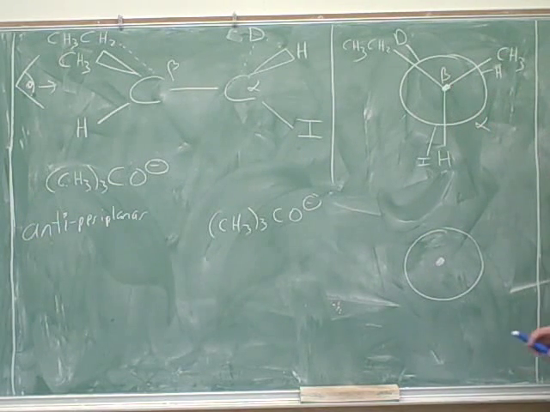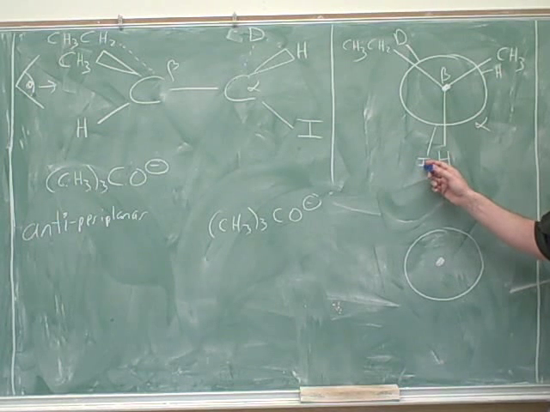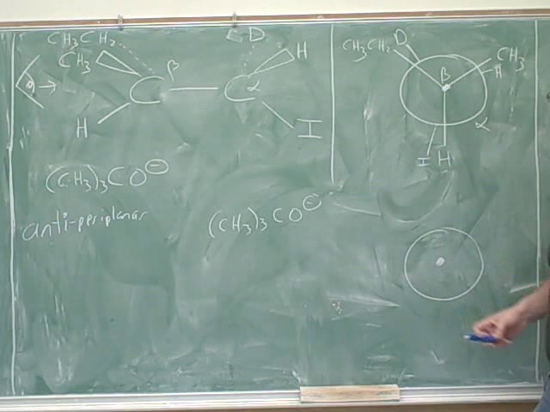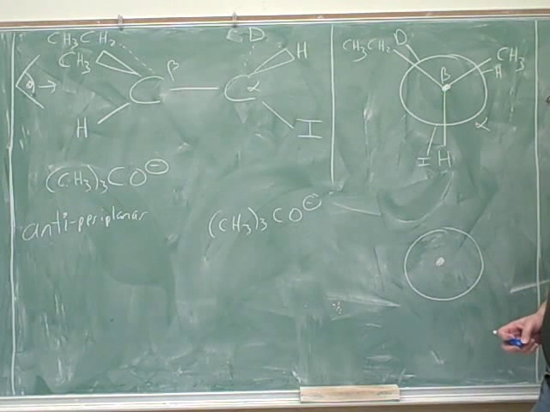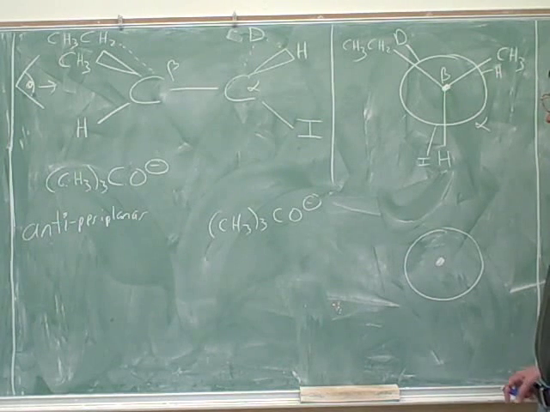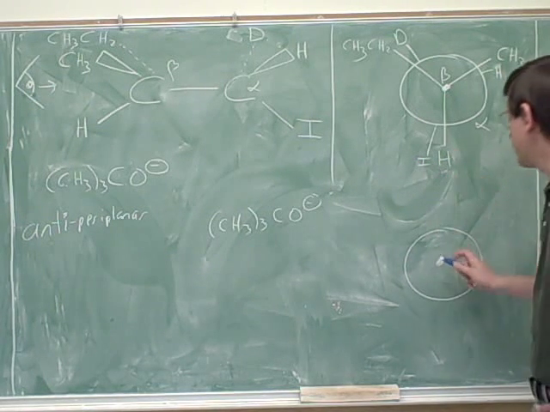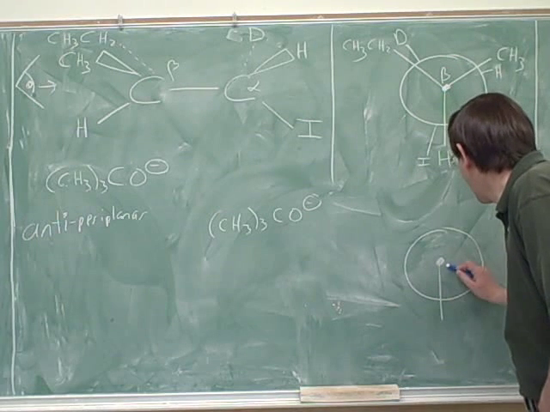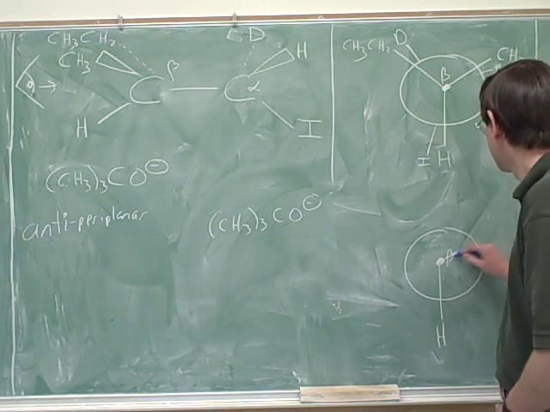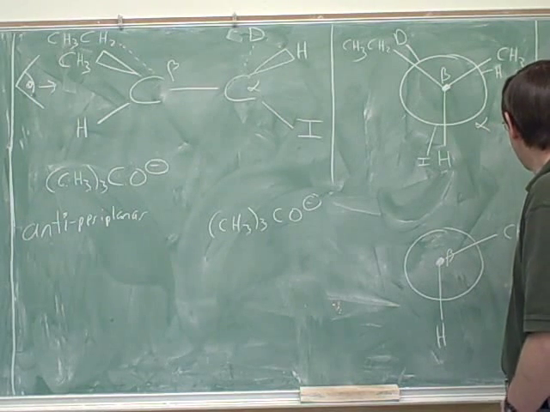Now actually, you can either rotate the leaving group so it's anti-periplanar to the beta hydrogen, or you can rotate the beta hydrogen until it's anti-periplanar to the leaving group. You can rotate whichever one you like. It doesn't really matter. I guess it's going to be easier here to rotate the leaving group, so I'll leave the hydrogen where it was. So here we have hydrogen, methyl.